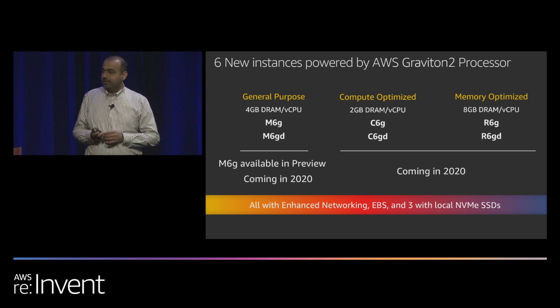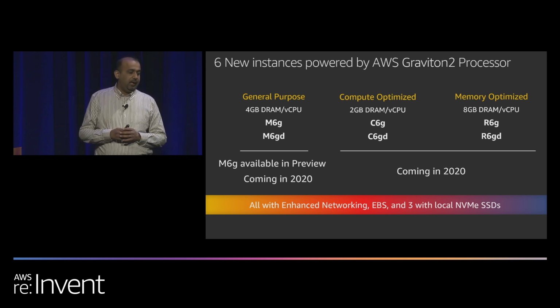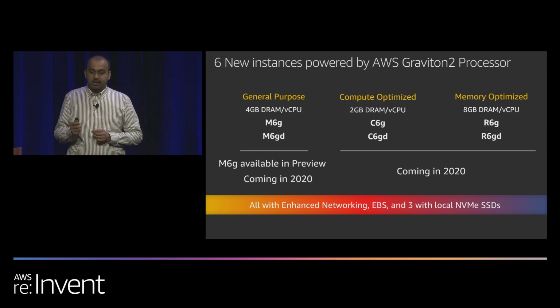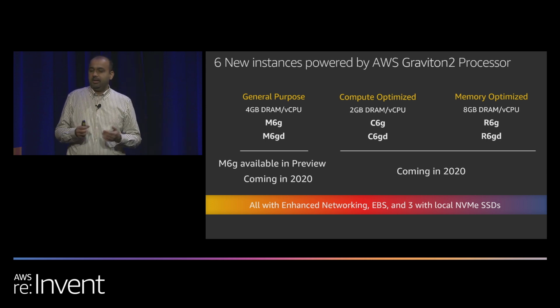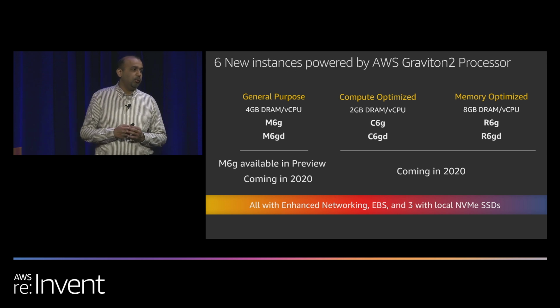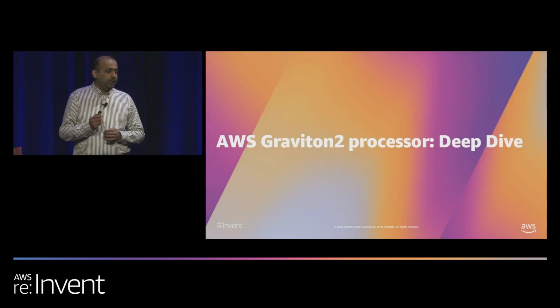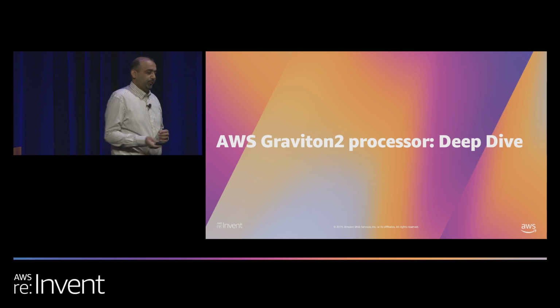The M6G instance is available in preview, so if you're interested, you can sign up for it. In terms of availability, all the other instances are coming soon, in the next few months. We also support these instance types with local NVMe instance storage, so there is the M6GD, the C6GD, and the R6GD versions that offer NVMe local instance storage support. With that, I would like to request Ali to come on stage and take a deeper dive into the Graviton 2 CPU.